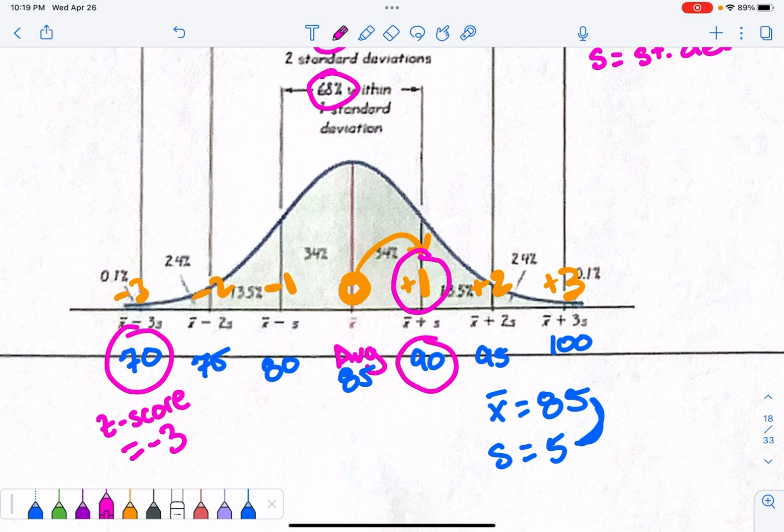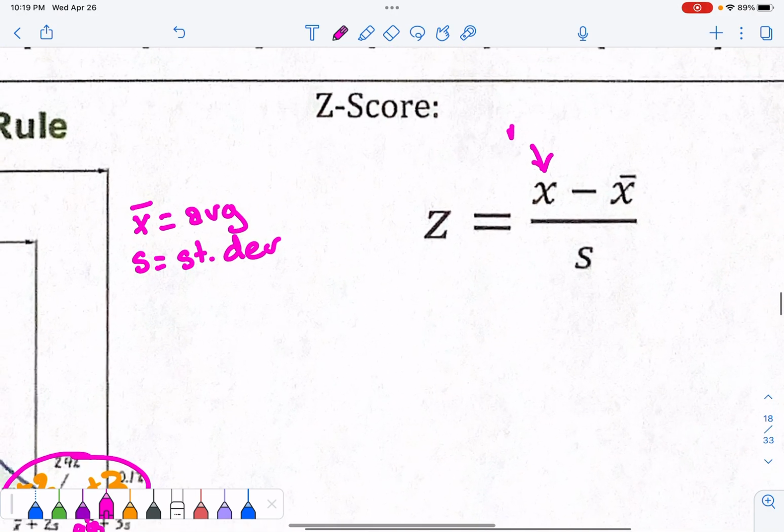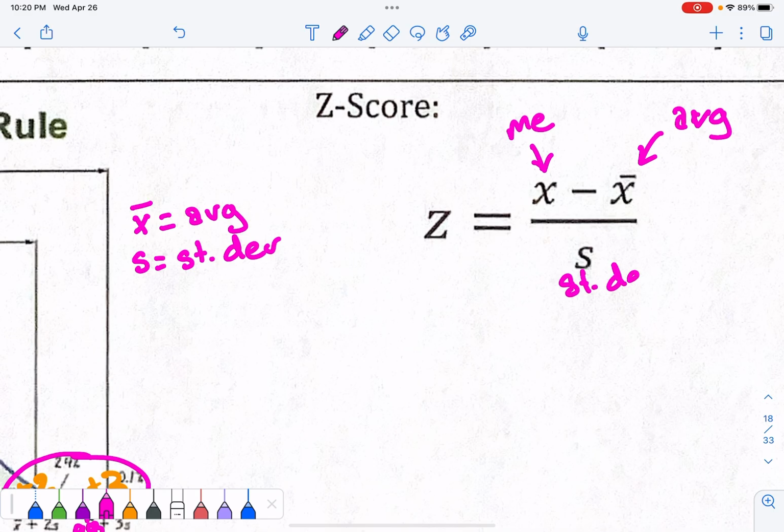That's where I'm at. Now, the deal here is, let's say I am at a 98 right here. Okay, what's my z-score? Well, it's going to be some decimal number between 2 and 3. But here's how I find it. My value, this is me, and here's the average. And then I'm going to divide by the standard deviation, okay?